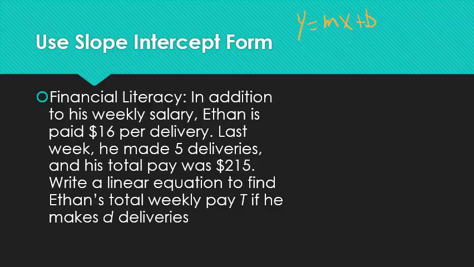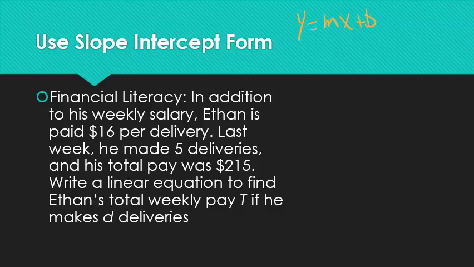It says here, in addition to his weekly salary, Ethan is paid $16 per delivery. Last week he made 5 deliveries and his total pay was $215. Write a linear equation to find Ethan's total weekly pay, T, if he makes D deliveries. So let's break down at least the word problem and then we'll start to solve it.